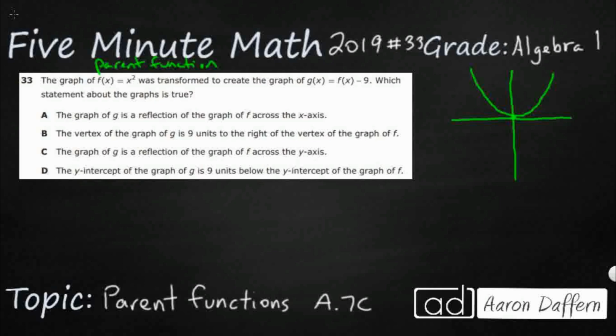And it's transformed to create the graph g of x equals f of x minus 9. Well, we know that f of x equals x squared, so I'm just going to do a little substitution here. So I can say that g of x equals x squared minus 9. So what is this minus 9? That's the transformation. What does that do to this graph?